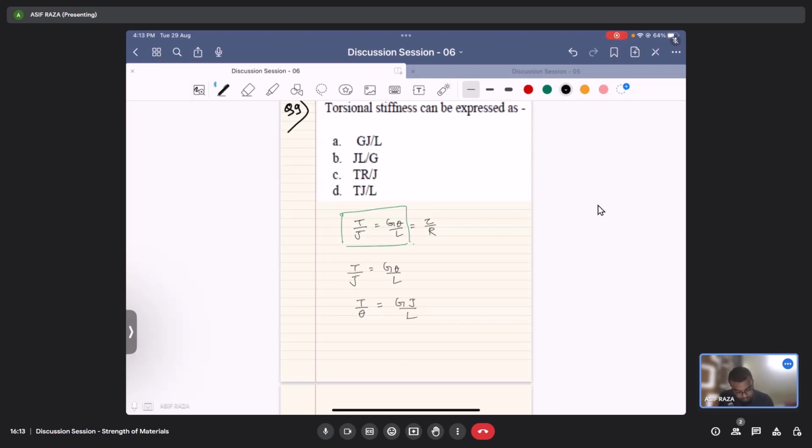So the torsional stiffness is this. Consequently, the correct option would be option A. Now moving on to the next question.